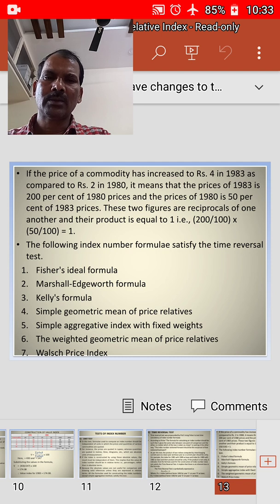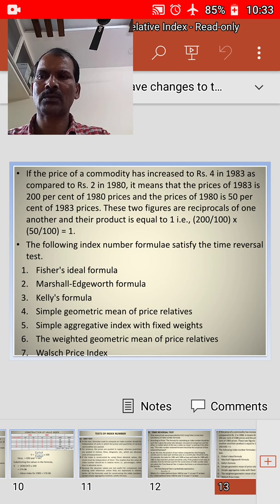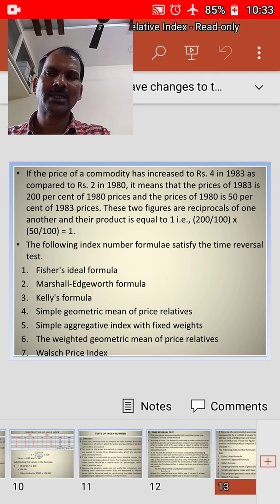Okay, the following formulas are given in the PPT, and they satisfy the time reversal test. Fisher's ideal formula is there, Marshall Edgeworth formula is there, Kelly's formula is there, simple geometric mean of price relatives formula is there, simple aggregative index with fixed weights is there, the weighted geometric mean of price relatives is there, and the Walsh price index. Okay, all these will satisfy the time reversal test.